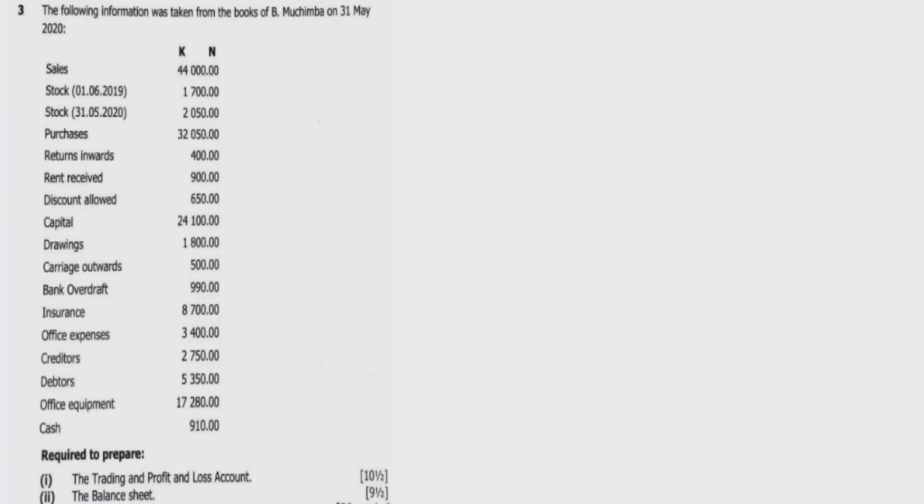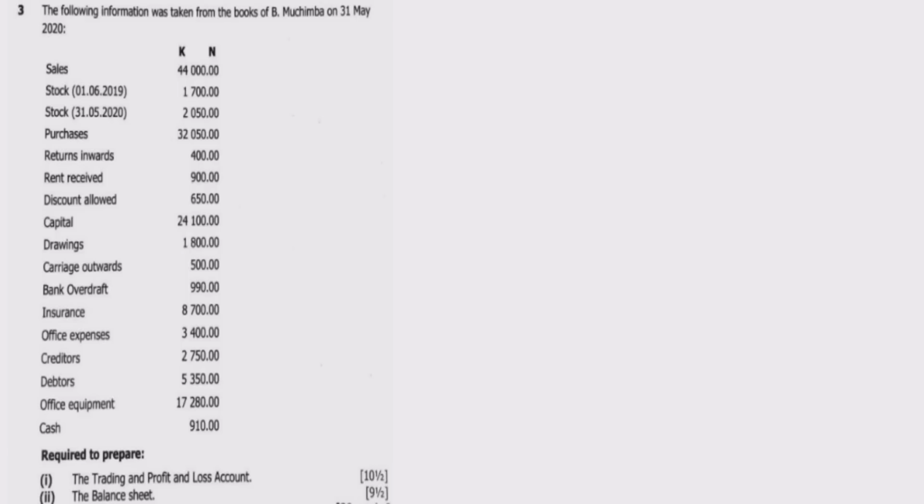We've got sales there, which is 44,000. We have got stock, which is 1,700 kwacha, that is on 1st June 2019, that was opening stock. And then we have got the closing stock for 31st May 2020, which is 2,050 kwacha. Purchases, that is 32,050 kwacha. Return inwards 400. Rent received 900. Discount allowed 650 kwacha.